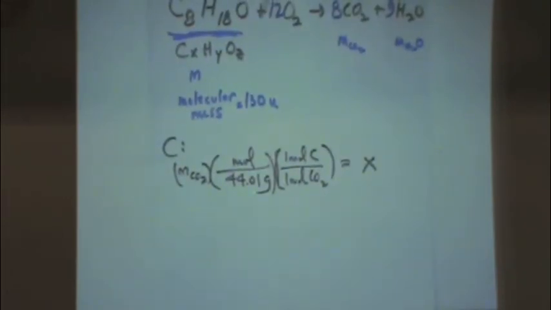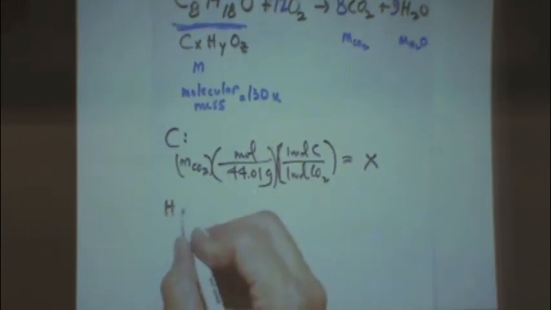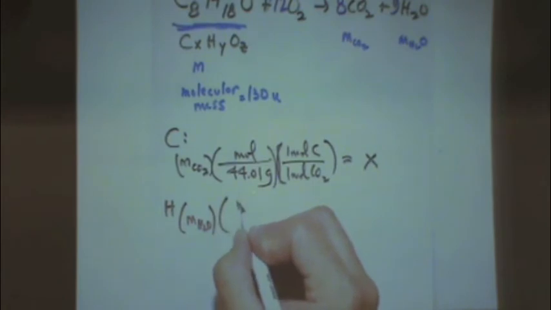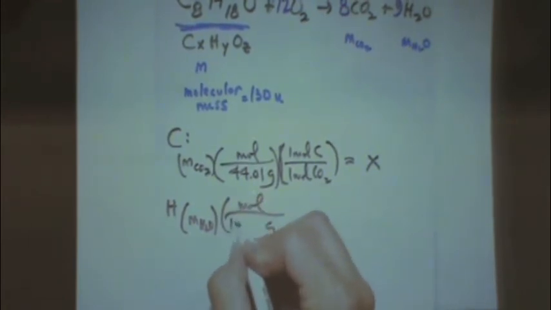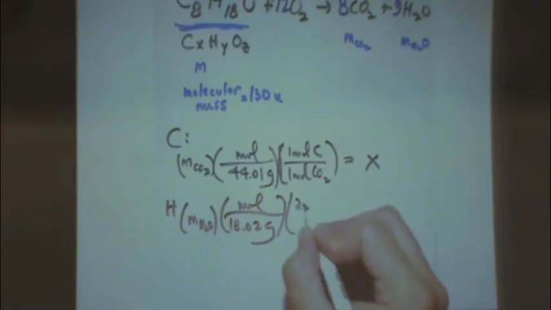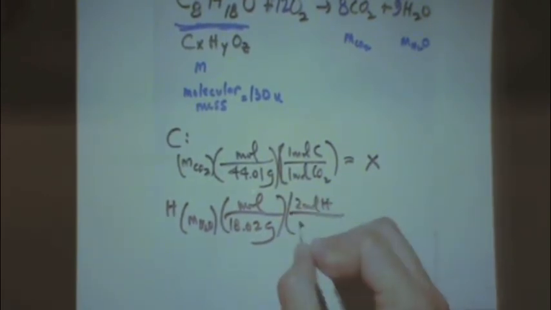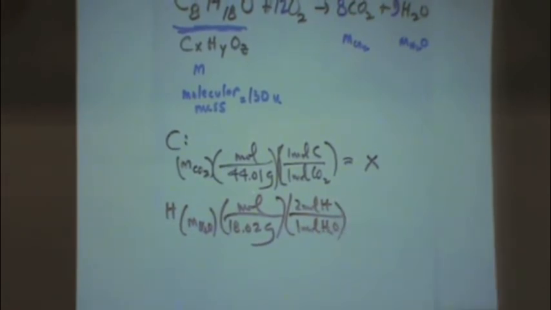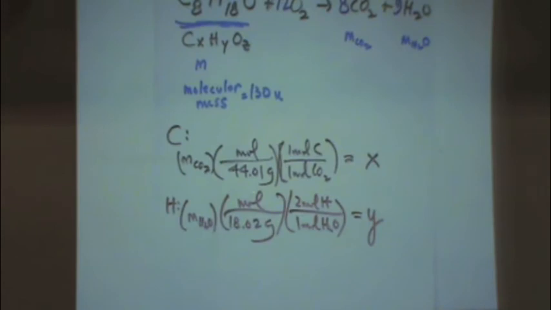Then you'll do the same thing now for hydrogen. Let's get a different color. Hydrogen, you're going to go the mass of H2O and the molar mass, 18.02, I think, grams per mole. And then there's 2 moles of H for every 1 mole of H2O, meaning there's 2 hydrogen atoms in every H2O molecule. This is going to be Y. So now we have X and Y.